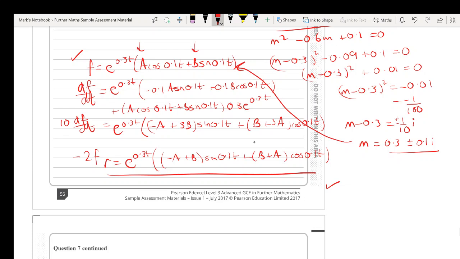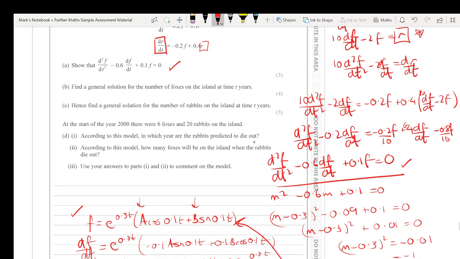Okay, what's next? Let's go back up. At the start of the year 2000, there were 6 foxes at the start, which is the initial, so that's when t is 0, 6 foxes and 20 rabbits. So 6 foxes and 20 rabbits. So we'll plug those in to find out a and b.